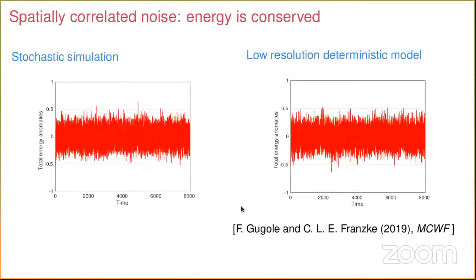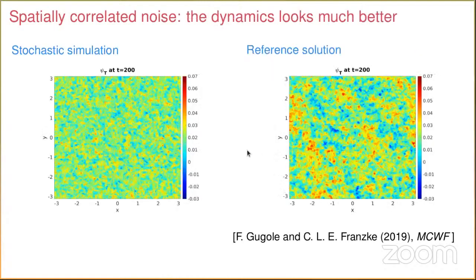So again, let's check the energy conservation. There is no jump in this case at the beginning, so the system stays on the manifold of constant energy defined by the initial condition. And the anomalies in the energy have amplitude comparable to the low resolution deterministic model, which means that the energy conservation is not affected by the stochastic parameterization, but is mostly determined by the numerical discretization of the deterministic model. When I look at the baroclinic mode, this looks much better, much more similar to the reference solution.